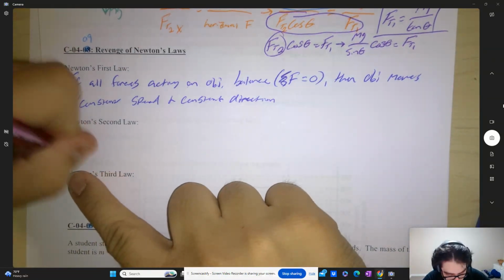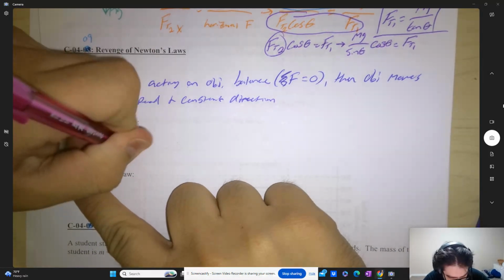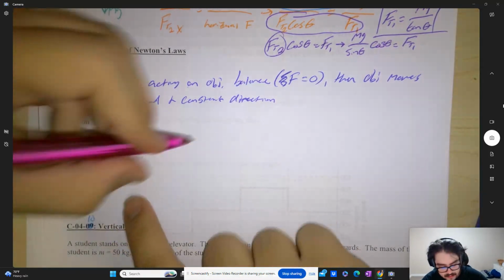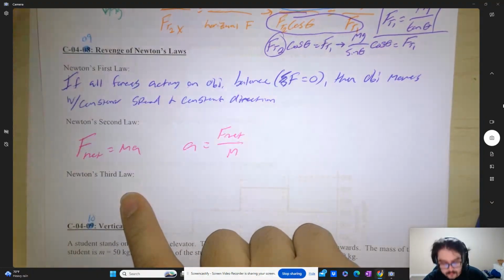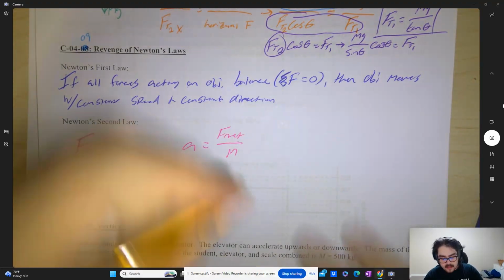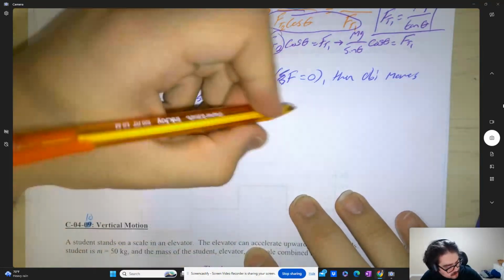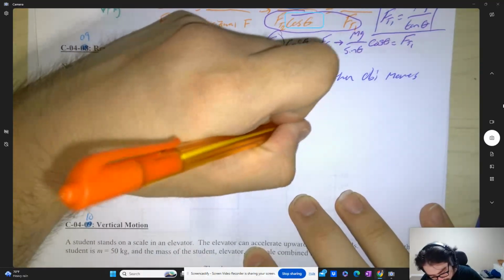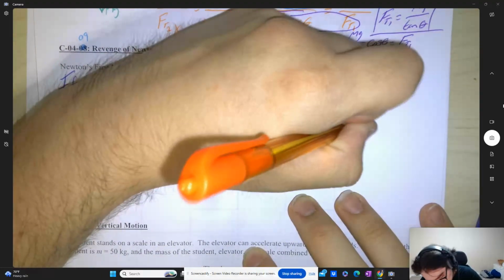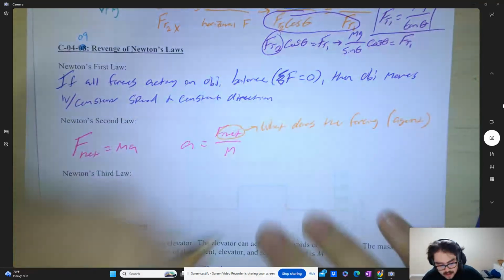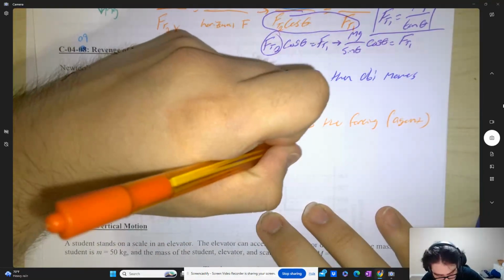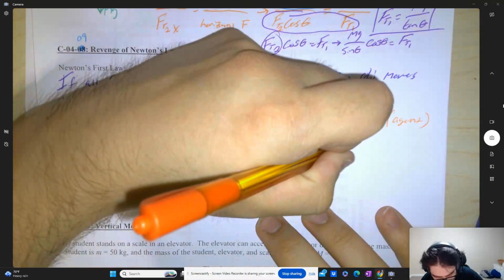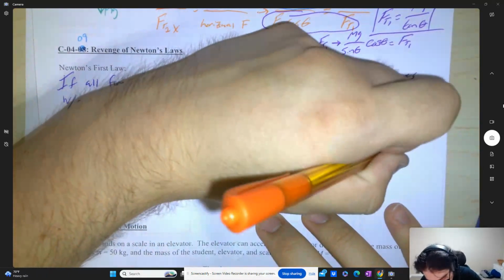Newton's second law is pretty famous. It's just F net equals ma, and the original form of this is a equals F net over m. You'll probably see it like that on the formula sheet. F net is what does the forcing. This is what we call the agent of the force. And then m is what we call the object, what is being forced.